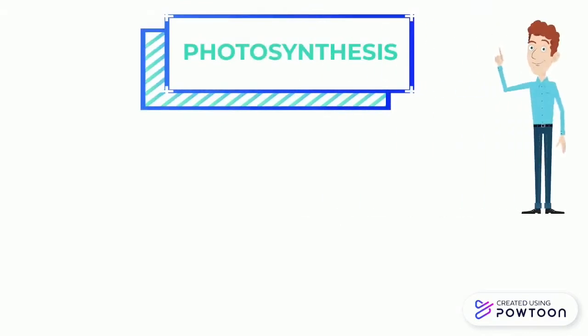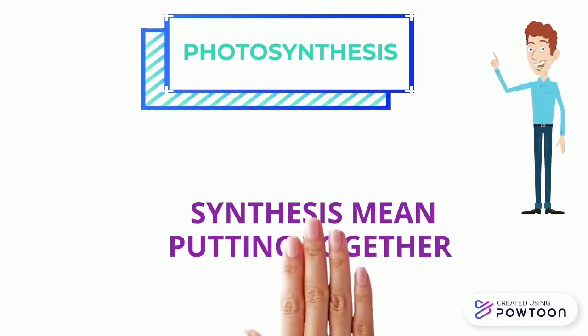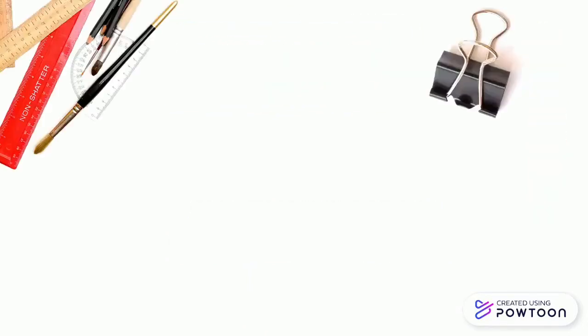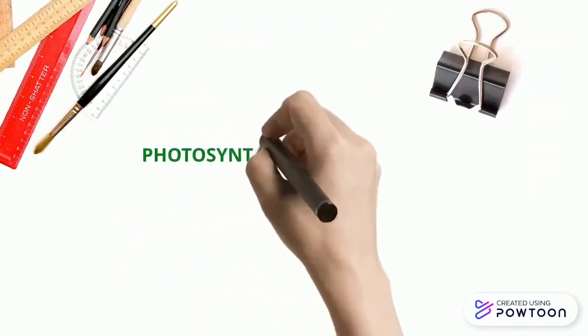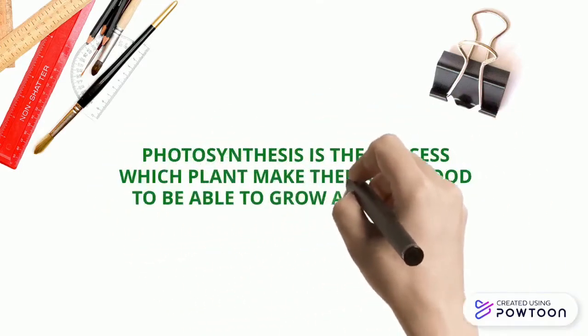Photosynthesis, does it look like a big word? Don't worry, I'll tell you what it means. Photo is a Greek word for light, while synthesis is a Greek word for putting together. What is photosynthesis? Photosynthesis is the process by which plants make their own food to be able to grow and develop.